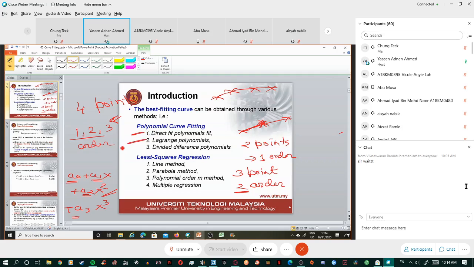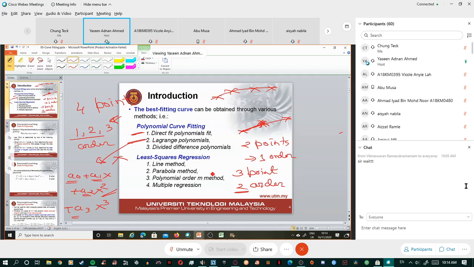We use special types of polynomial, not like this a naught and not like this, okay? And we have the divided difference polynomial. We use different techniques. We prepare a table, and from the table we can create the polynomials. So these are based on curve fitting.